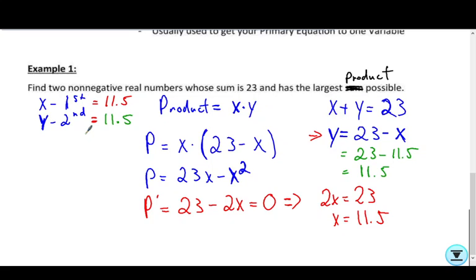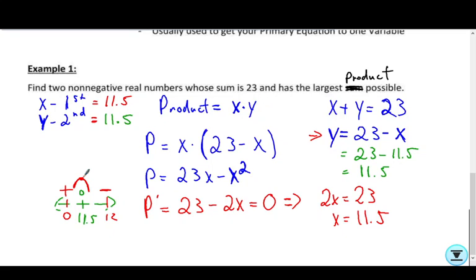Now notice I didn't do a first derivative test for this one. I only had one value, so technically I didn't have to do a first derivative test. But if you had, you would have seen very easily that if I had put in right here my 11.5, that is my 0, and if I had put in, say, 0, I would have gotten a positive number, and if I put in, say, 12, I would have gotten a negative, so my function goes from increasing to decreasing. So this is, in fact, a maximum.